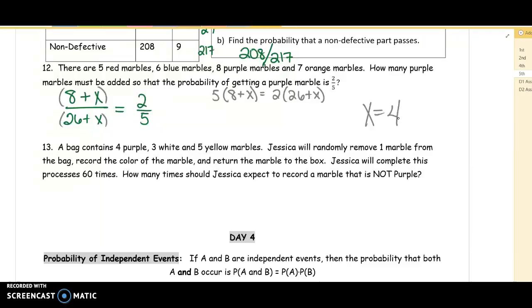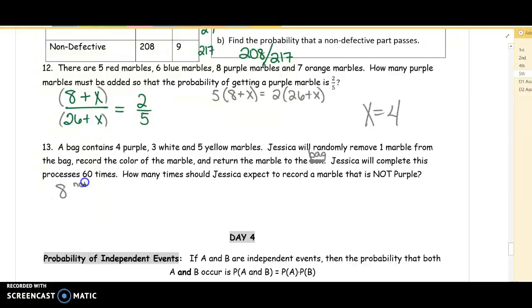A bag contains 4 purple, 3 white, and 5 yellow marbles. Jessica will randomly remove 1 marble from the bag, record the color of the marble, and return the marble to the bag. Jessica will complete this process 60 times. How many times should Jessica expect to record that a marble is not purple? Let's look at what we have in the bag. How many marbles do we have in the bag that are not purple? 8 that are not purple.